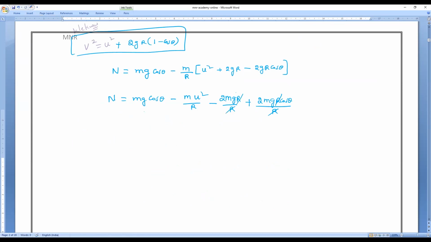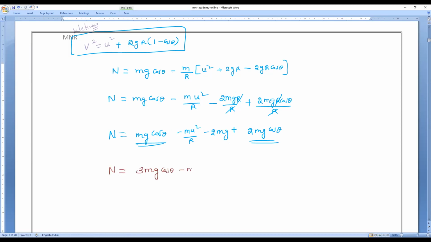So we'll get the equation. What is that? N equals mg cos theta minus mv square by r minus 2mg plus 2mg cos theta. So 2mg cos theta and mg cos theta, which equals what is the answer? Everybody, speak up. 3mg cos theta minus mv square by r minus 2mg. So this is the normal reaction formula.